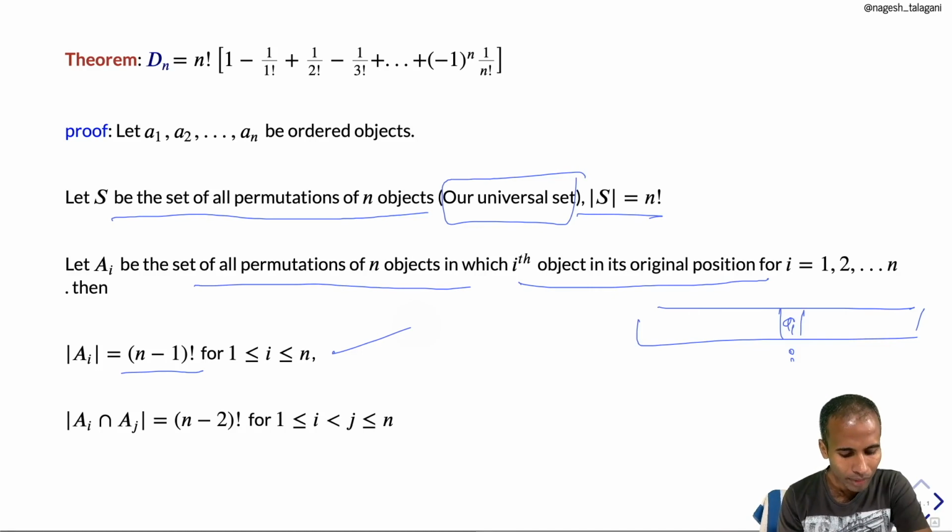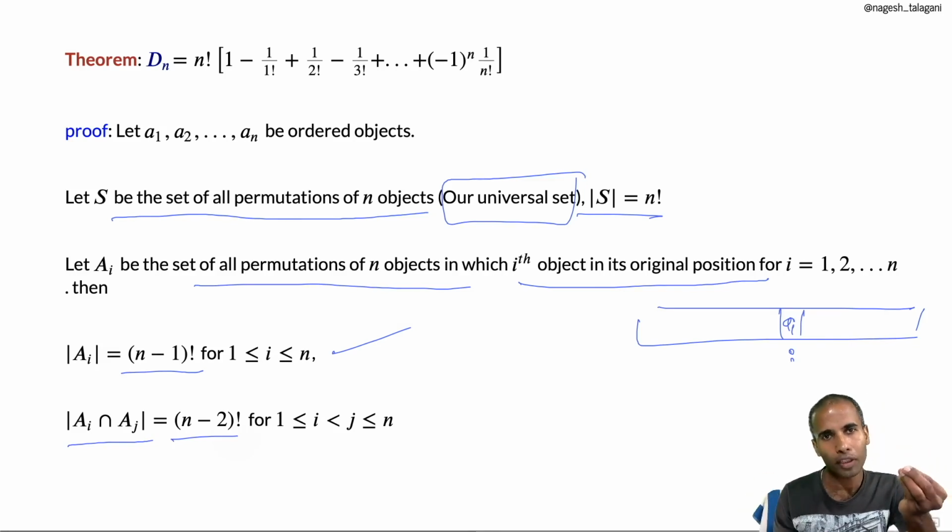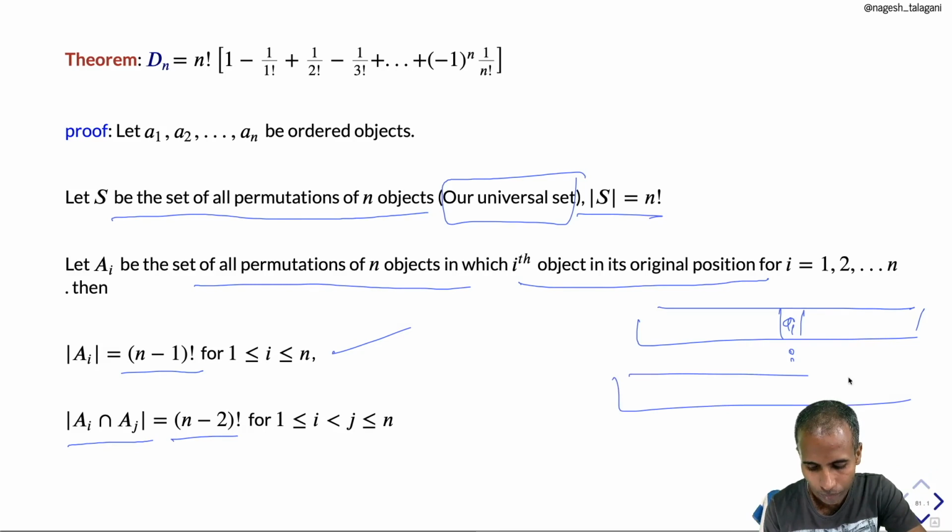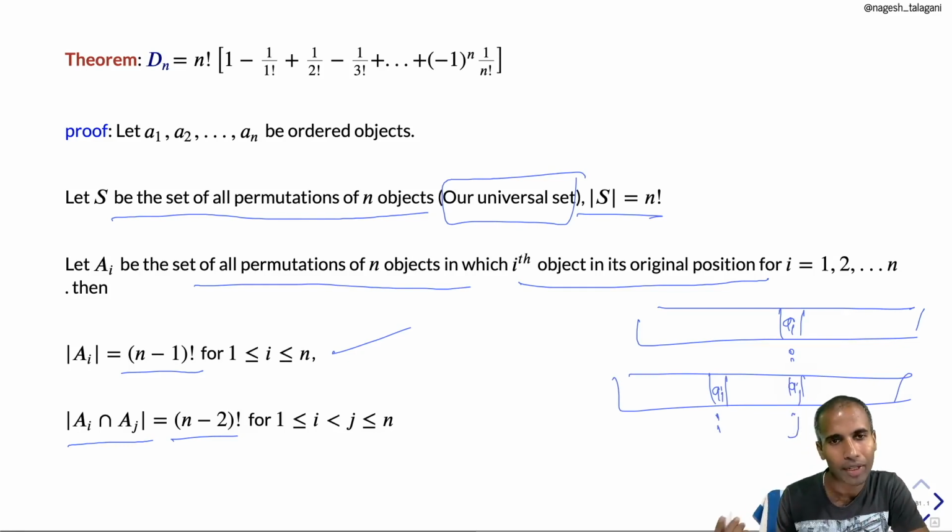The number of elements in Ai ∩ Aj is going to be (n-2)!, because Ai ∩ Aj consists of all permutations in which the ith object is fixed and the jth object is fixed. That means in the ith position we are fixing Ai, in the jth position we are fixing Aj. The remaining n-2 positions are free, so they can be arranged in (n-2)! ways.